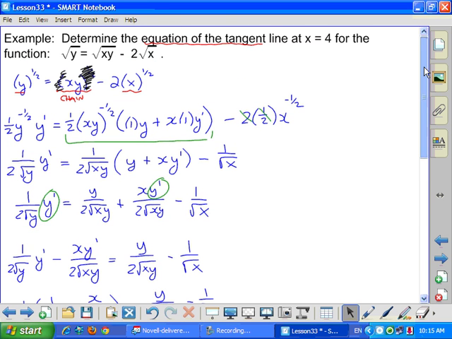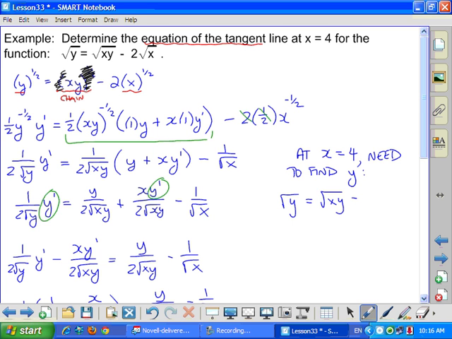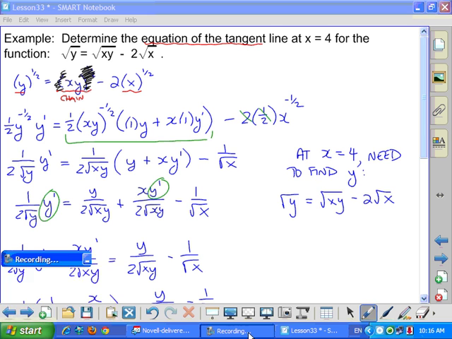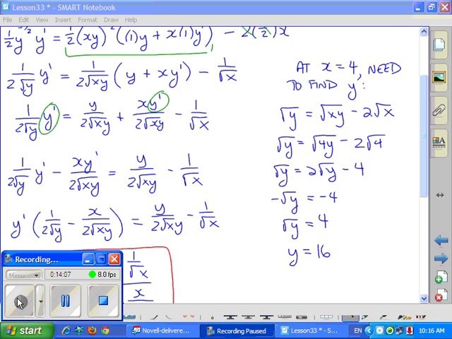Okay, so when I look at the original question, we want to look at it at x equals 4, but I need to find y. So I need to go back to the original function, root y equals root xy minus 2 root x, and I need to substitute and fill it in. So I'm going to cheat a little bit here. I'm going to pause it and solve.